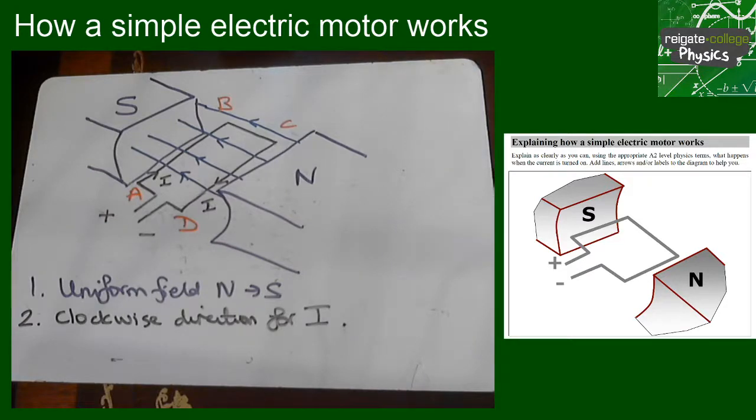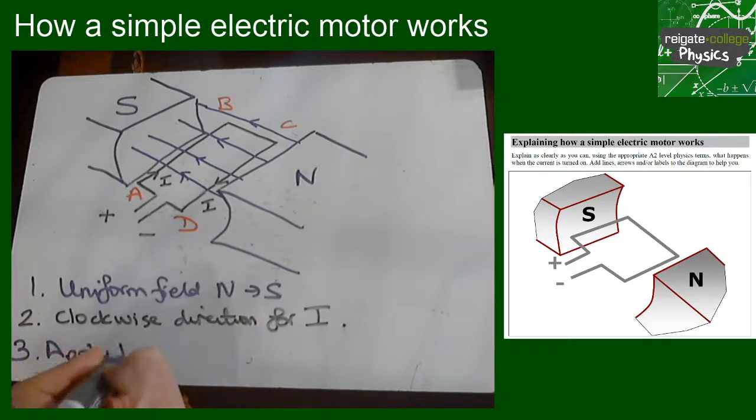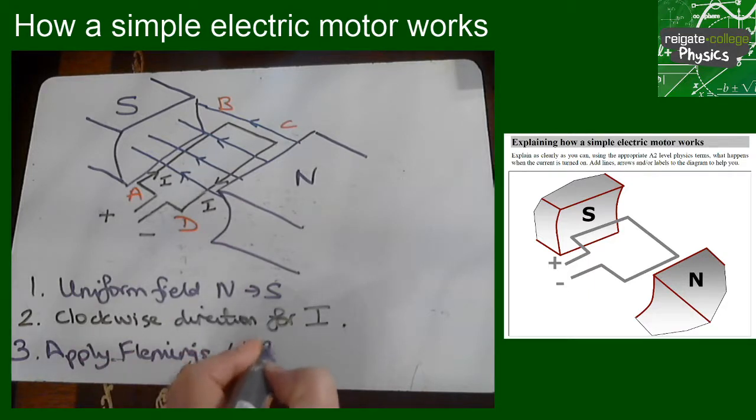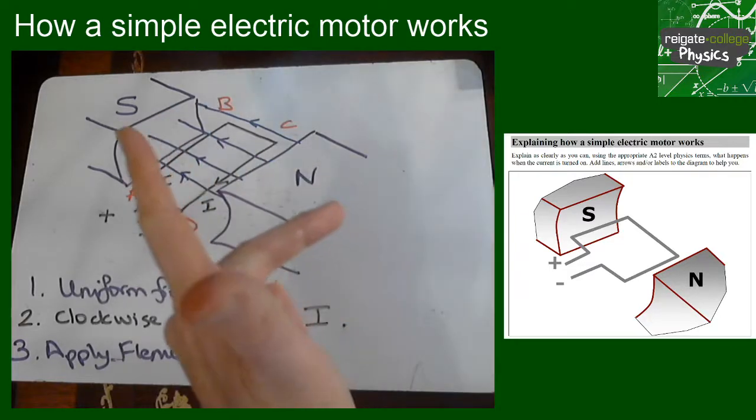Now you know that a motor is going to turn. If a coil is in a magnetic field, the current carrying wire will experience a force if it is at right angles to that magnetic field or is at some angle that is not parallel to the magnetic field. So the first idea that you're going to use with this one is to apply Fleming's left hand rule.